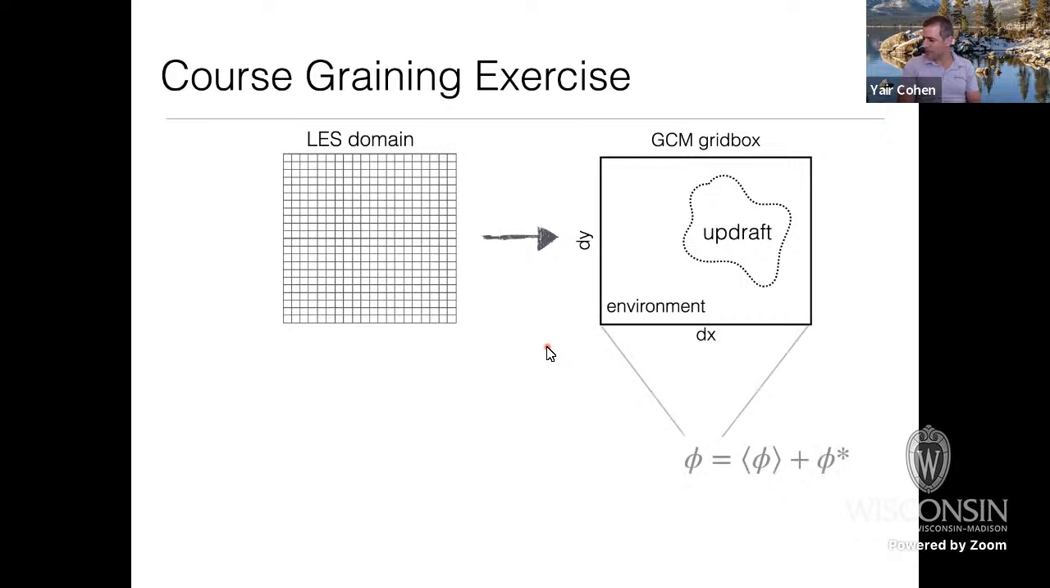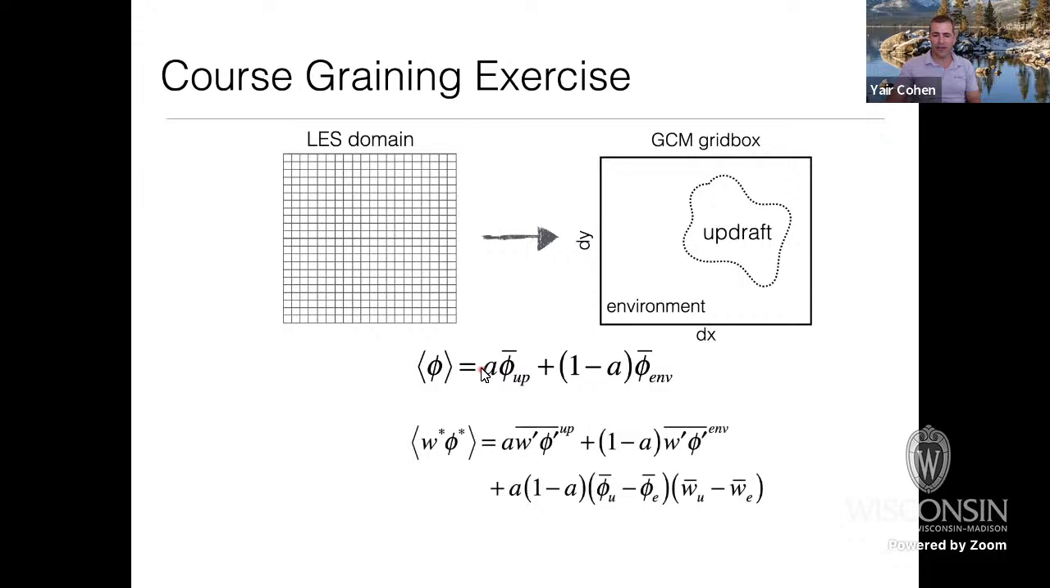I would introduce some terminology. If we have a variable phi, the mean over the entire grid box domain would be the angle bracket, and the perturbation would be an asterisk. And the same variable in the updraft, the mean would be a bar with a u for updraft, and the perturbation would be a prime. The interaction between this mean and perturbation is the crux of the matter. So the mean in the domain would be the area weighted mean, where A here is the area fraction of the updraft, so the area weighted mean of the updraft property and the environment property.